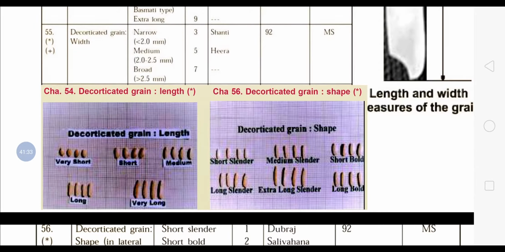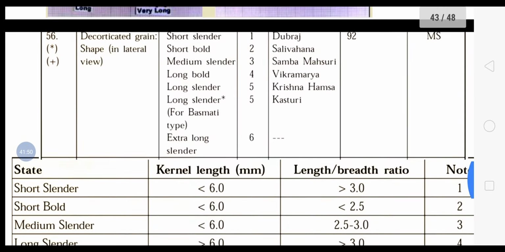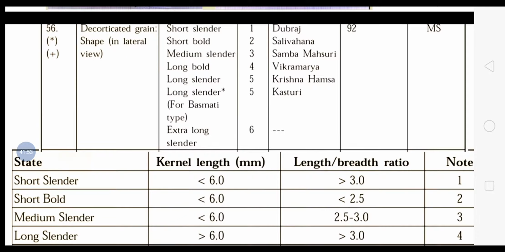55th characteristic is decorticated grain width. This is classified as narrow, that is less than 2 mm, scored as 3. Medium is 2 to 2.5 mm, scored as 5. And broad is more than 2.5 mm, scored as 7. For narrow kind, example is Shanti and medium is Hira. 56th characteristic is decorticated grain shape in the lateral view. It may be short slender type, scored as 1. Example, Devraj. Short bold, scored as 2.